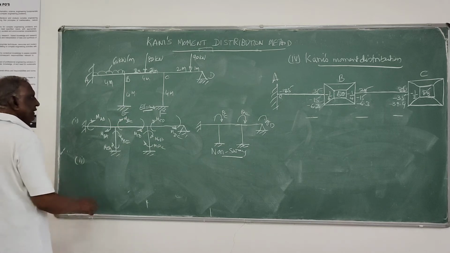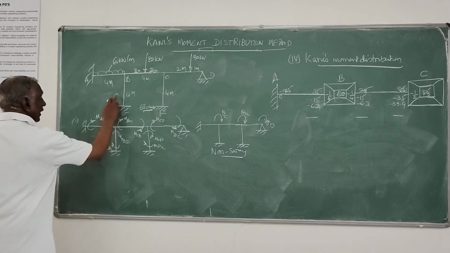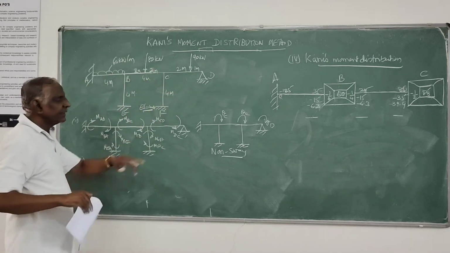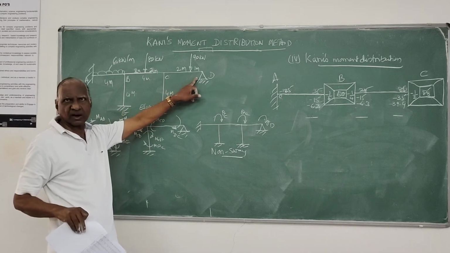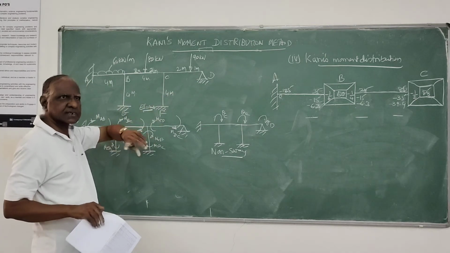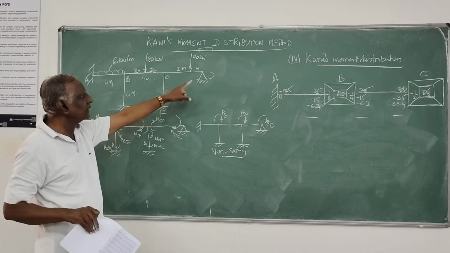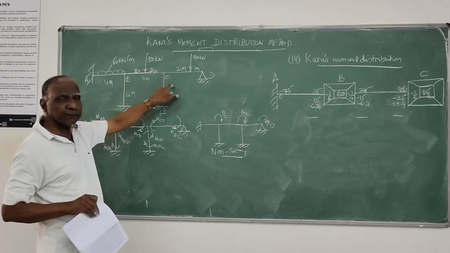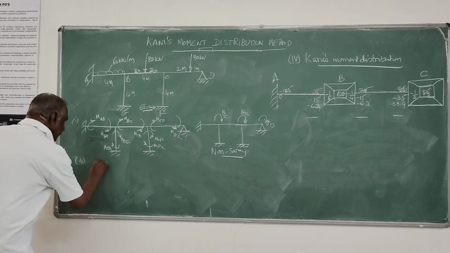Then rotation factor you have to determine only at B, C and D. D is already known, minus half, because A, E, F they are fixed. Rotation factor is 0. D is hinged, so it is minus half. Only at B and C you have to determine rotation factor.